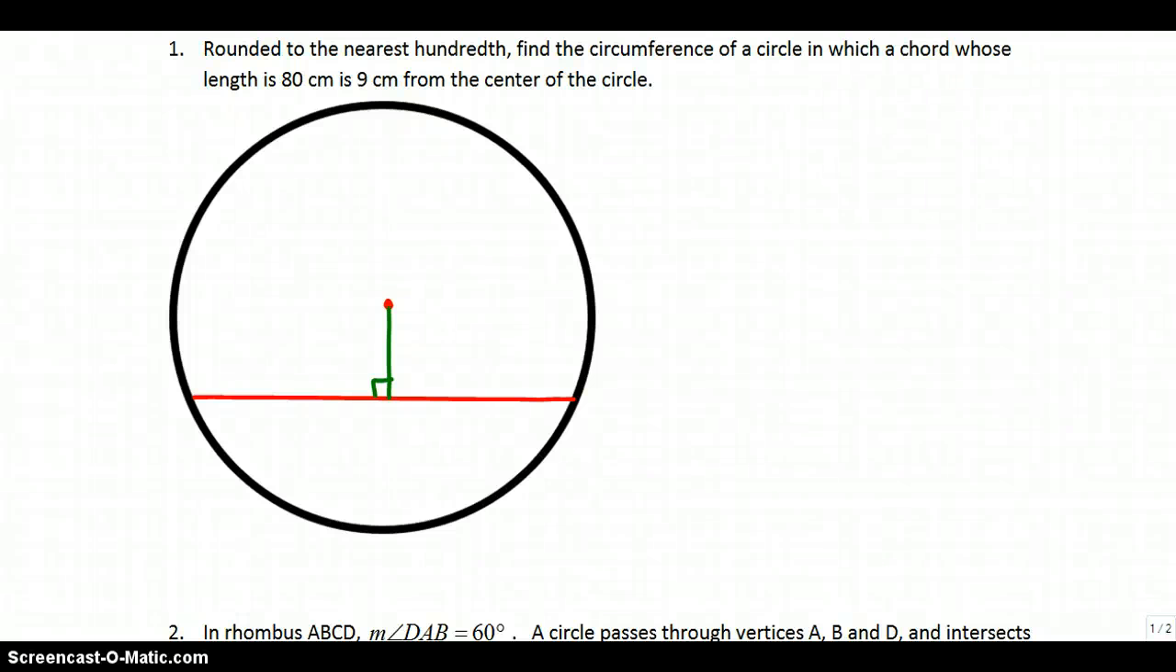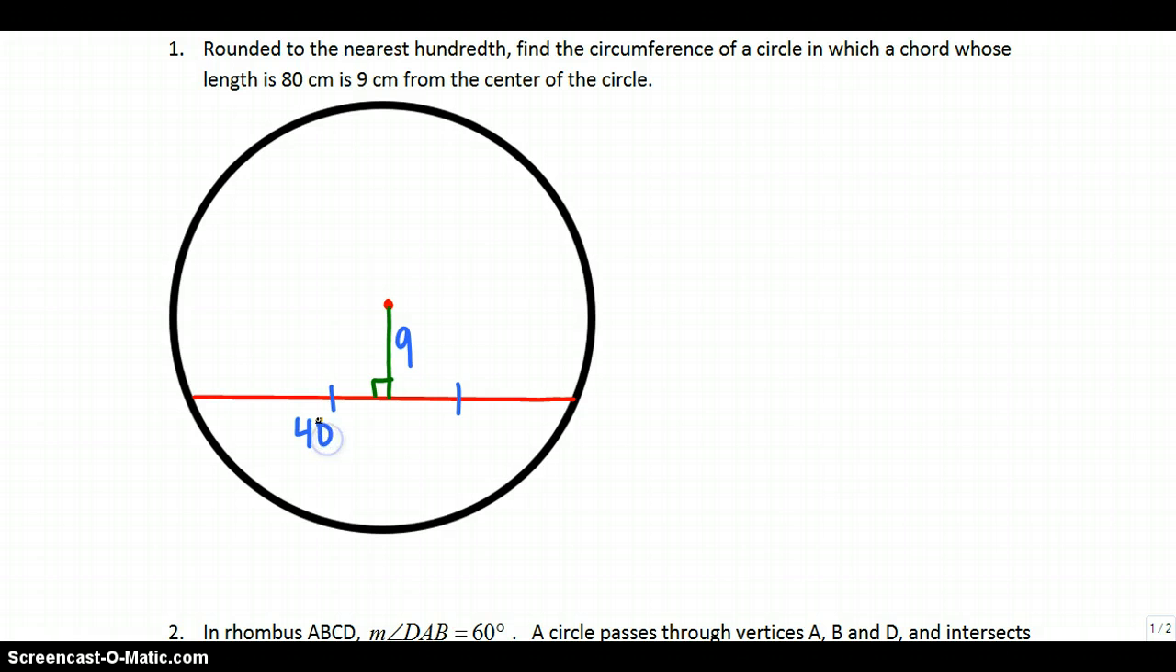These are the worked out solutions to the 10.3 problems. In this problem we have an 80 centimeter chord that is 9 centimeters away from the center, so this length is 9. And since it's 9 centimeters from the center, it's implied it's a perpendicular distance. So this segment would actually be a radius or part of a diameter. And when a diameter is perpendicular to a chord, it also bisects it.